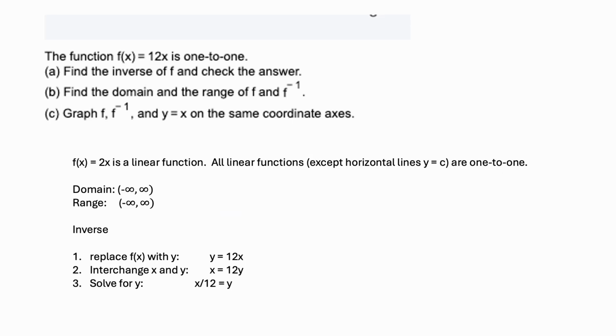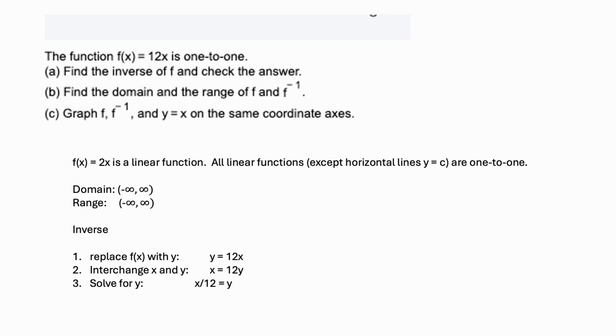Another function, finding the inverse. This one's a little bit easier, but some people missed it. Here we have a linear function, f of x equals 12x. Linear functions are going to be 1-to-1 as long as it's not a horizontal line. A horizontal line is not 1-to-1 because every x goes to the same y. But a slanted line is always a 1-to-1 function. So we want to find the inverse, and we go through those 3 steps. Also note that the domain and range of 12x is negative infinity to infinity, so the inverse will have both domain and range of negative infinity to infinity.